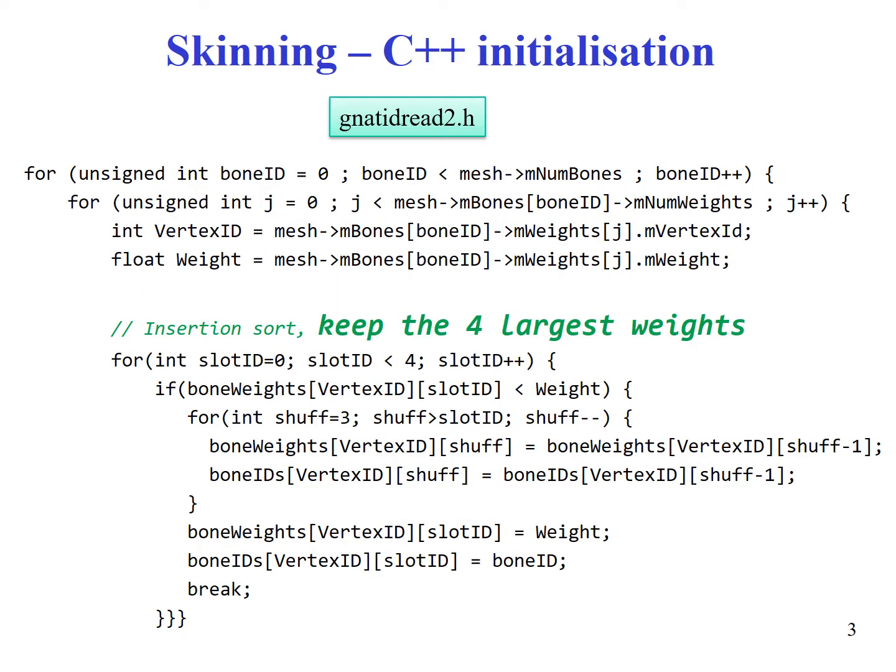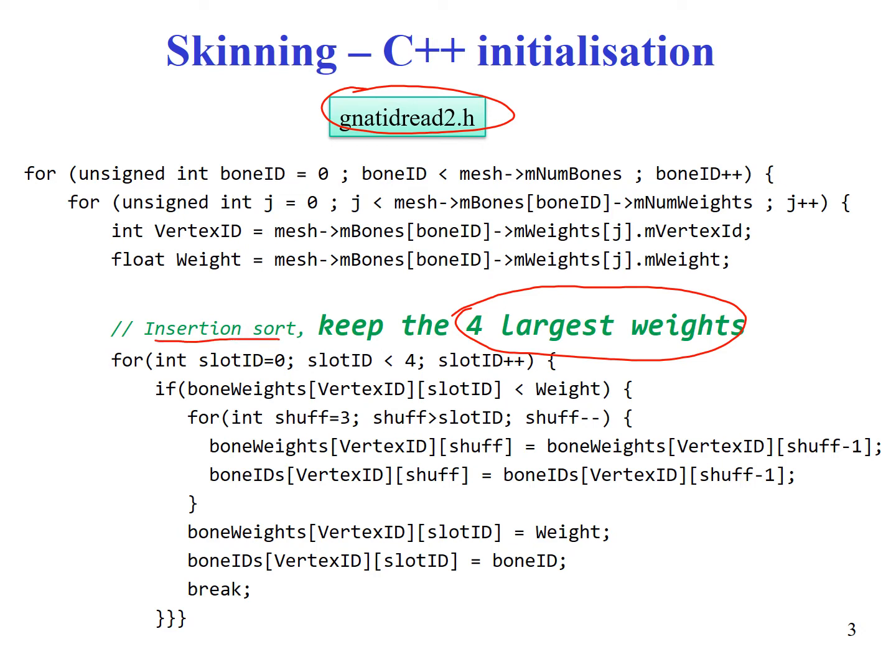Blender provides bone weights for all bones for each vertex. That is, every vertex is affected by every bone, although very minimally by some bones. However, we would like to keep only the 4 largest weights that affect every vertex. So this is code from your header file, which performs insertion sort to keep the 4 largest values.